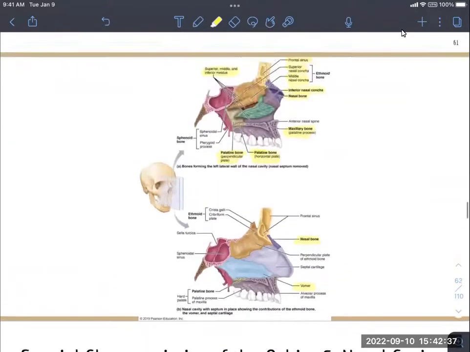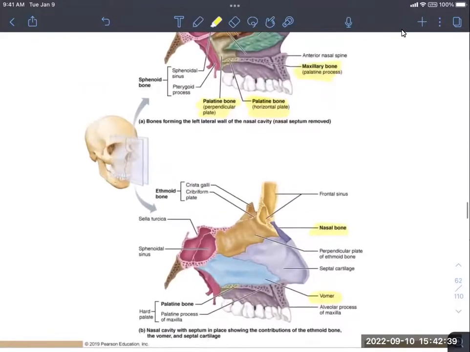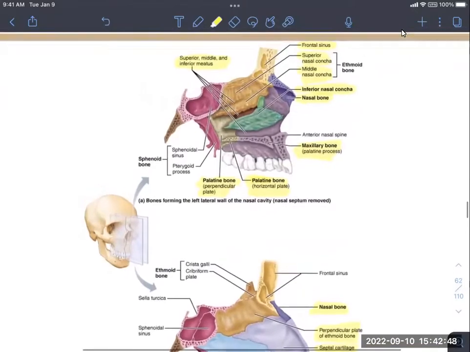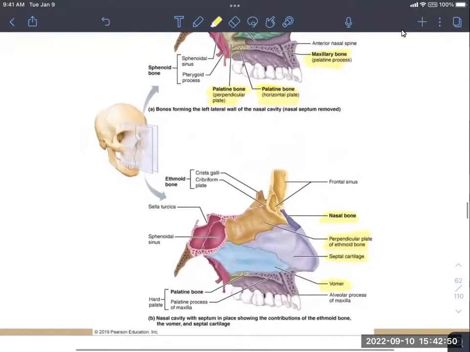That we looked at up here. So you can see the septal cartilage that separates the two bones. We have the perpendicular plate of the ethmoid bone. We've looked at most of the rest of these.